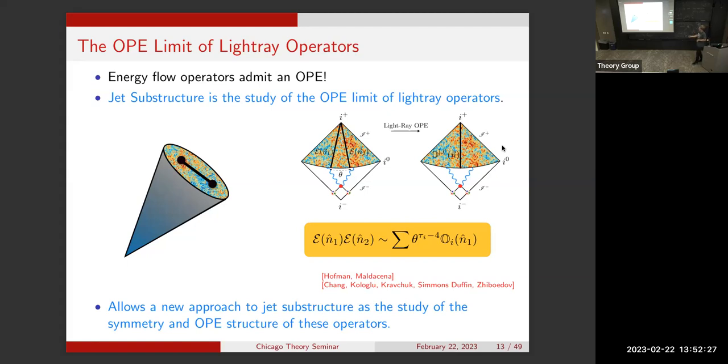And so if one can really make this operator product expansion a reality, for example in QCD, this really allows a completely different way of talking about jet substructure, as just the study of the symmetry and operator product expansion structure of these operators. So instead of calculating these jet observables, you just study the operator product expansion structure of these operators, and this will tell you how you expect things to happen in collider experiments.